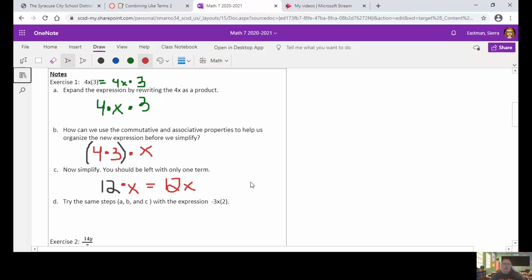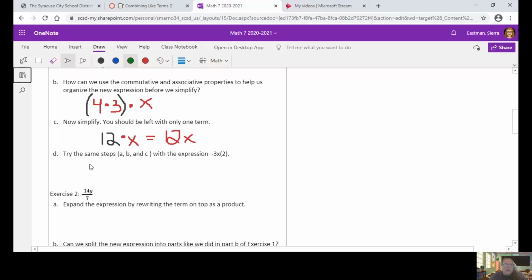And then part D wants you to try those same 3 steps, A, B, and C, on this new expression. So let's take a look at that. First, I want to do step A and expand this. So I'm going to have my -3 times the x. There's multiplication in there. And then times that 2. With those parentheses, that is also multiplication.